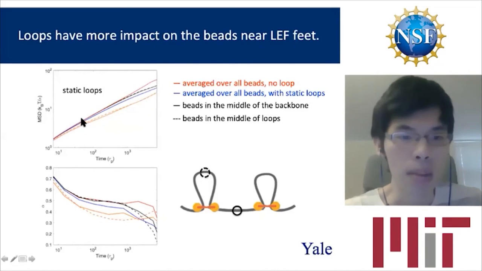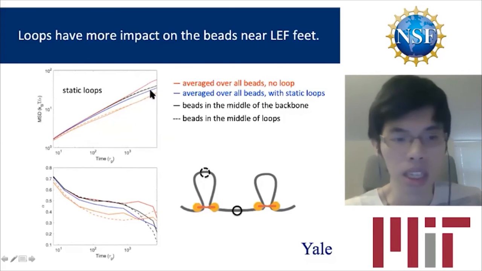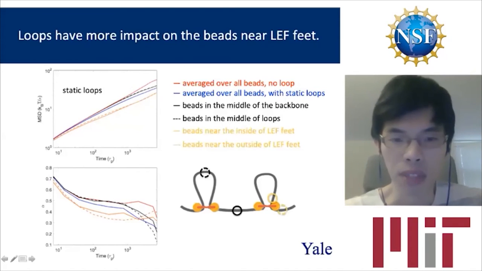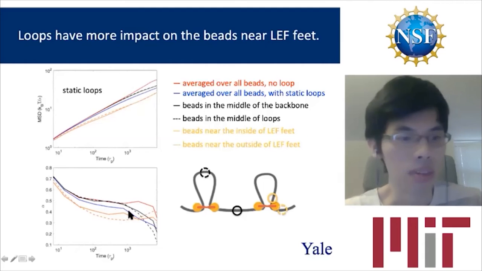So they overlap with the red MSD for short times, but at the longer times, they deviate and become lower than the red MSD. So next, we also check the beads close to the left feet. The yellow curves represent their MSDs. Interestingly, these MSDs are much lower than the other MSDs at all times. And these trends are clearly demonstrated by the effective alpha as well.